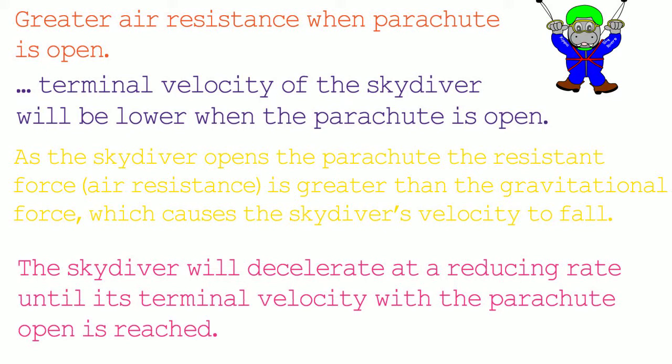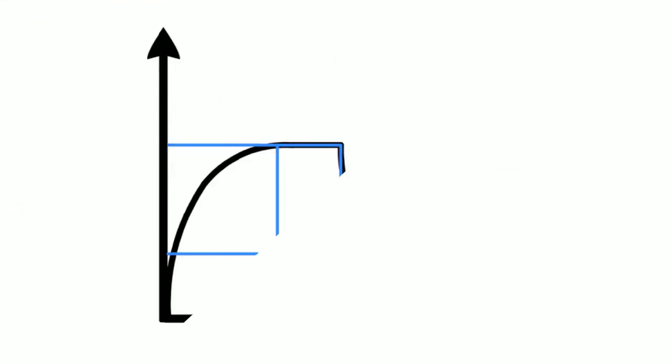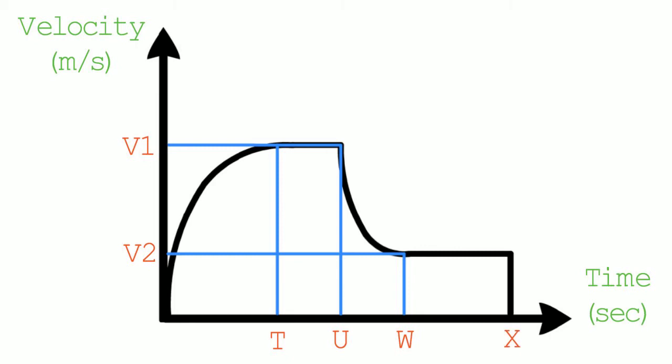So let's have a go at drawing a velocity time graph for our skydiver. If you're feeling confident, you can pause the video now and have a go, and then restart it to check your answer. So here is a velocity time graph for our skydiver. Our skydiver jumps out of the plane at the start of the time period. The first part of our graph looks exactly the same as what it looked like before.